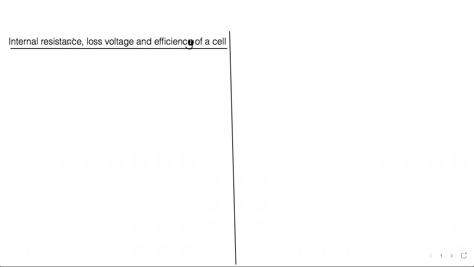Now, there is something called internal resistance. That is the opposition to the free flow of current that is offered by the voltage source itself. So if the cell has internal resistance, it's going to affect the efficiency of the cell.